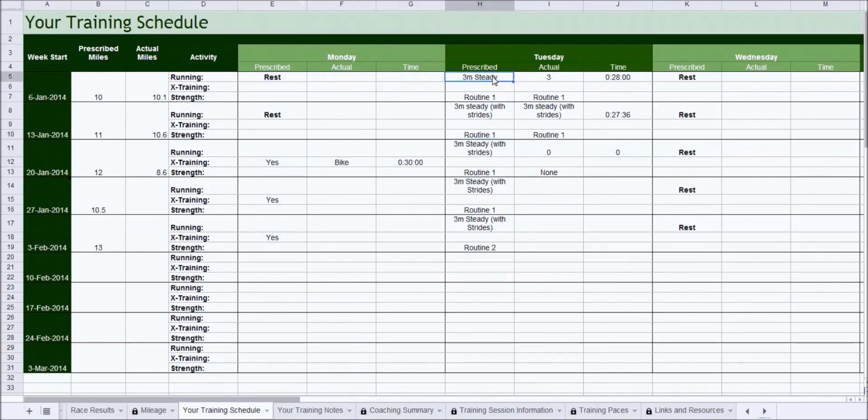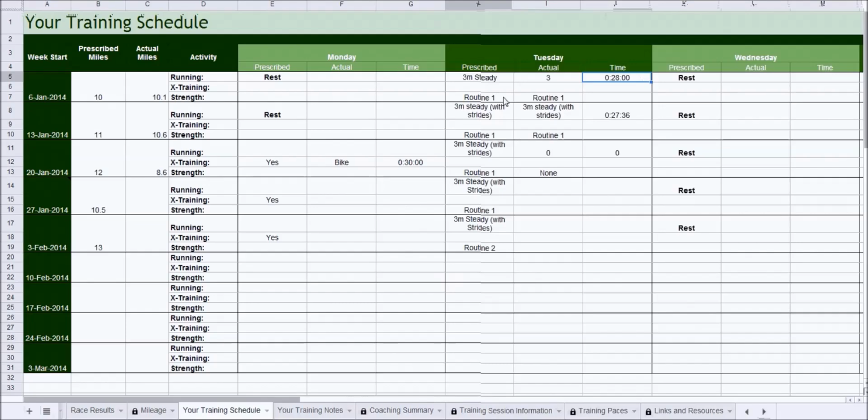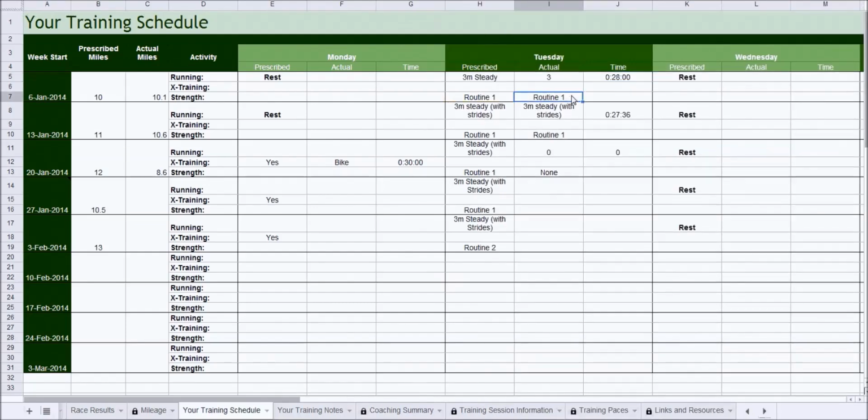Let's take this activity as an example. We've asked John to do 3 miles steady. Once John's completed the activity, he writes the number of miles that he completed in the actual column. He completed the 3 miles, and he enters how long it took him. It took John 28 minutes. We asked John to do strength training routine 1, and he's done strength training routine 1.